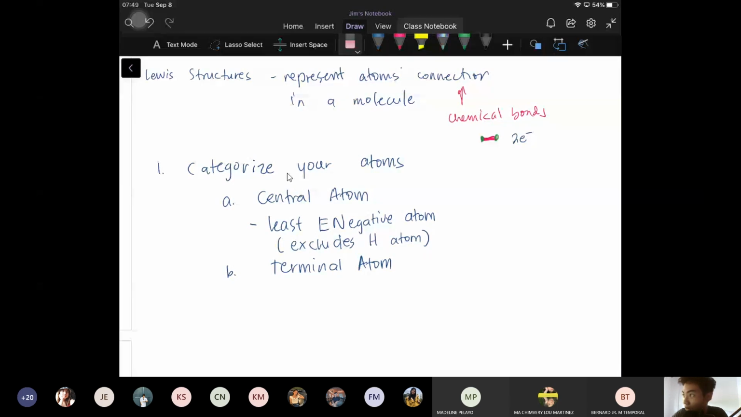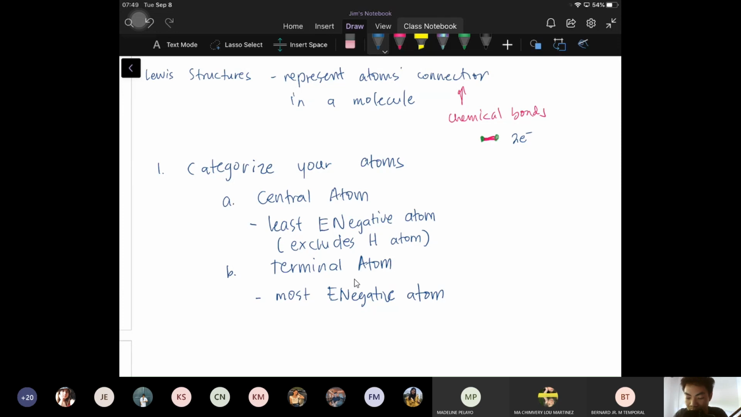The central atom, which is the least electronegative atom of all the other atoms, and that excludes hydrogen. So kahit ito yung least electronegative atom, hindi siya yung central. Okay. So if we have a central atom, ano naman yung terminal atom? This is the opposite of your central atom. This is the most electronegative atom naman. So, siya yung mas electronegative, no?